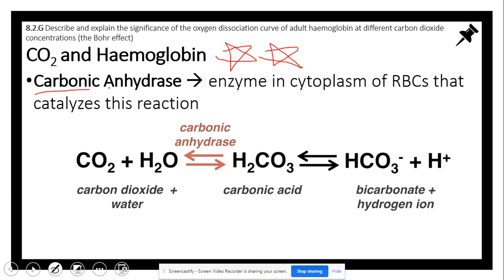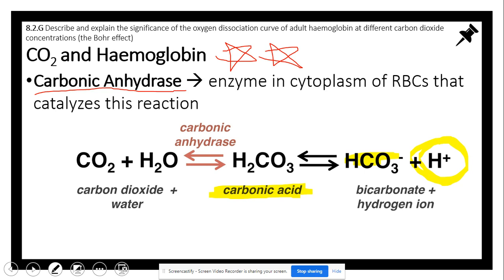So remember, carbonic anhydrase is an enzyme. It's in the cytoplasm of red blood cells that catalyzes this reaction. So when you do have carbon dioxide entering your red blood cells, this enzyme is going to catalyze the conversion of CO2 into carbonic acid. And then carbonic acid breaks down into bicarbonate, HCO3-, plus hydrogen ions.